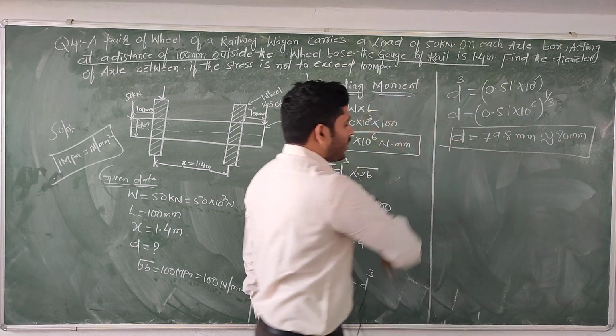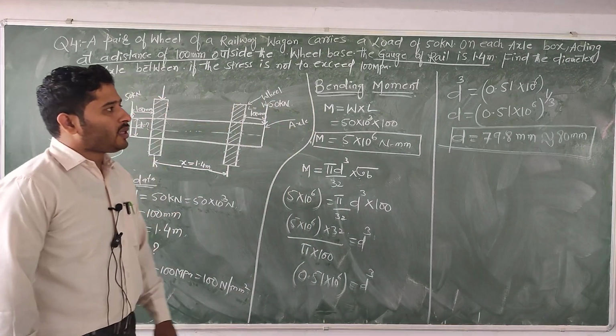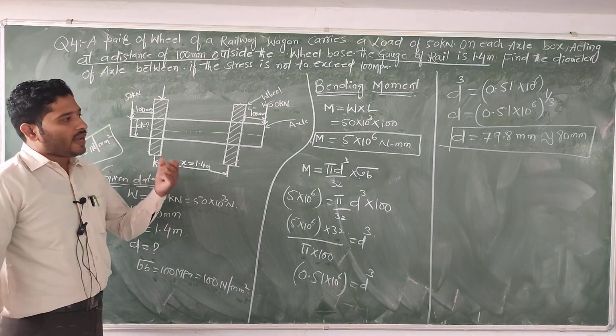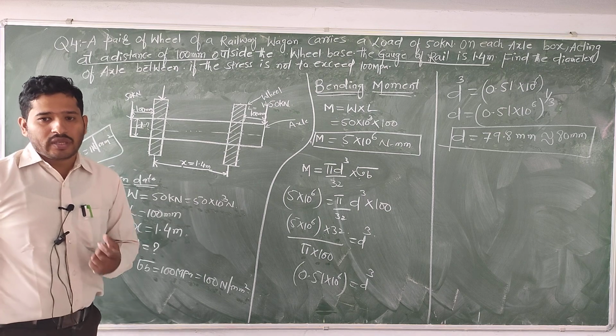So what diameter of the axle did we get here? The diameter of the axle we got is 80 mm.